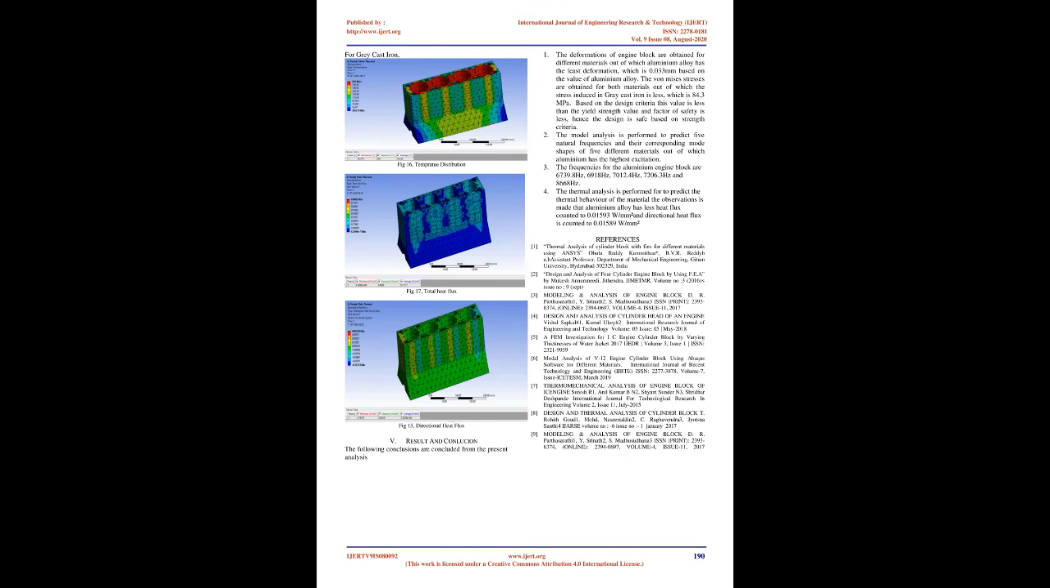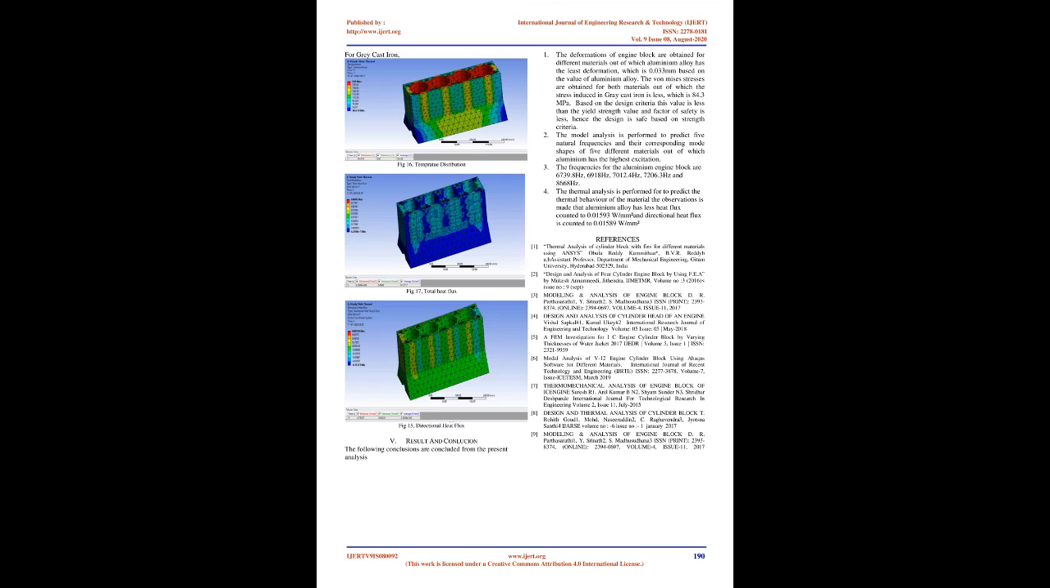2. The modal analysis is performed to predict 5 natural frequencies and their corresponding mode shapes of 5 different materials, out of which aluminium has the highest excitation. 3. The frequencies for the aluminium engine block are 6739.8 Hz, 6918 Hz, 7012.4 Hz, 7206.3 Hz, and 8668 Hz.